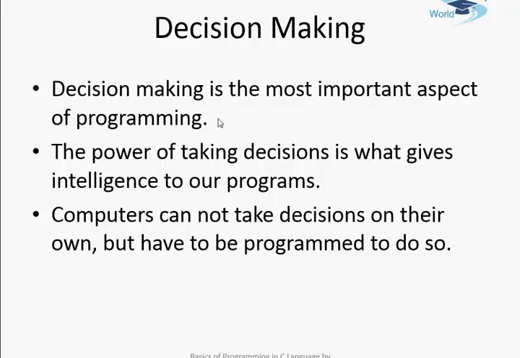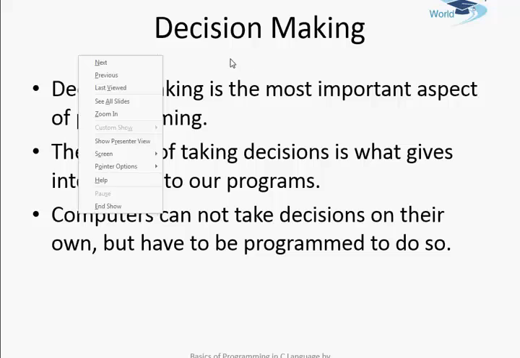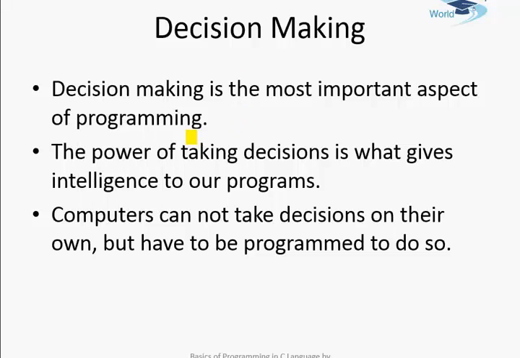Decision making is the most important aspect of programming. The power of taking decisions is what gives intelligence to our programs. Obviously, a computer by itself is incapable of taking decisions. It will only work on the instructions given by the human being. So if I do not right click my mouse, it will never be able to display this menu over the screen. This is known as input and output. And in case I input something wrong, it will output something wrong. That is known as garbage in and garbage out, or the GIGO concept.